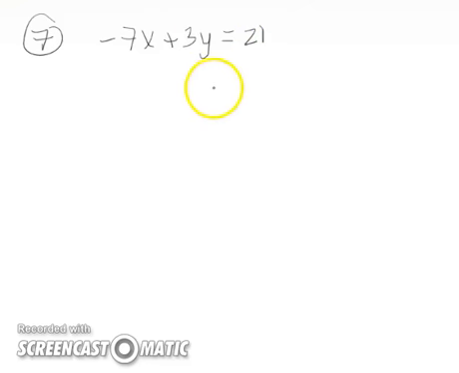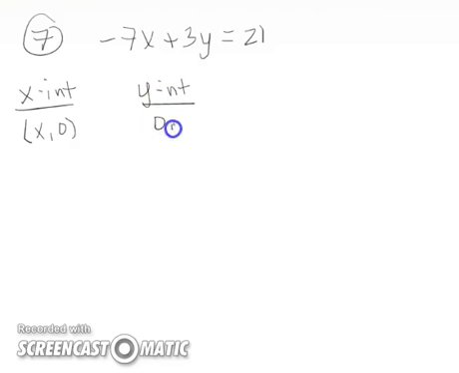Number 7 asks me to find the x and y intercept. We have negative 7x plus 3y equals 21. Now there's an easier way to do this. To find the x and y intercept, we know that the x-intercept is going to have an x value and a 0. The y-intercept is going to have a 0 for an x and a y value. So to solve these, we just need to plug in some different values. So if I plug in 0 for y, I'm actually going to get the x-intercept.